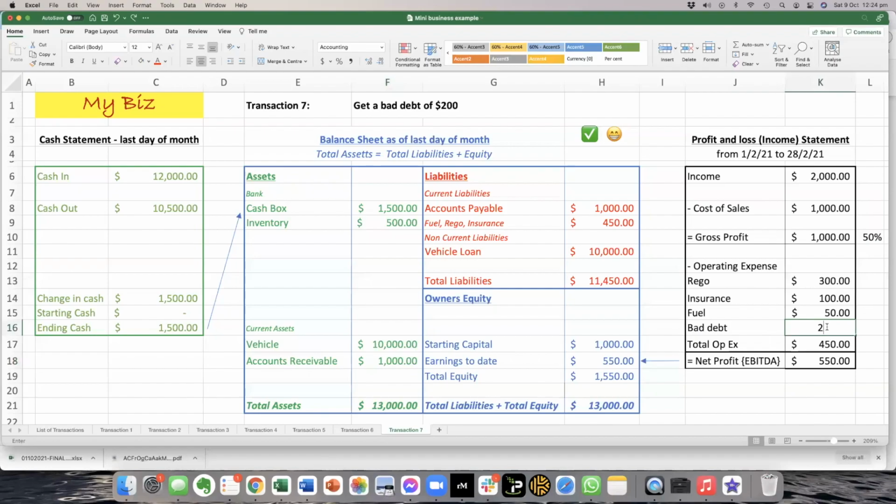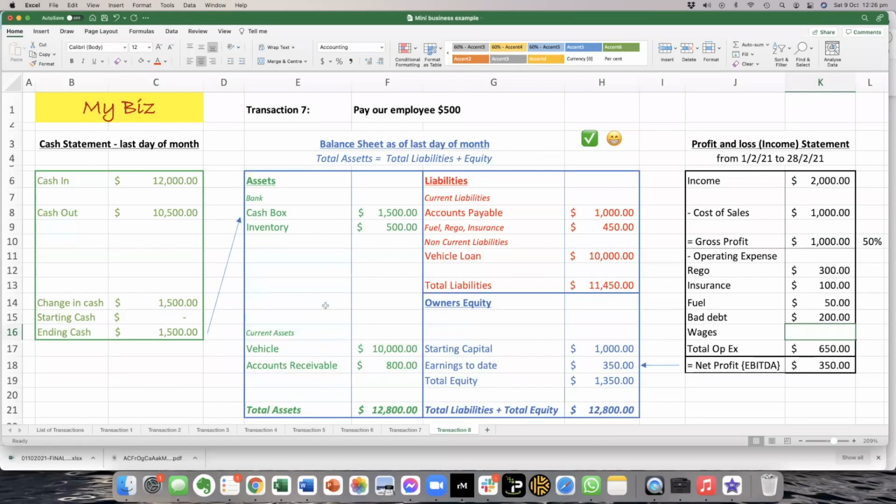So if we put our bad debt in here of $200, you'll see our little person up here is going unhappy. And how do we balance this on the balance sheet now? It comes out of our accounts receivable. So we need to take $200 off this because we're not going to get that money. So now we go down to $800, and you can see that we're back to happy and balanced again. Sad fact, but we do get bad debts in business.